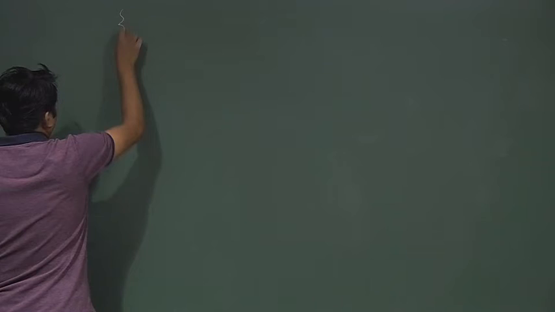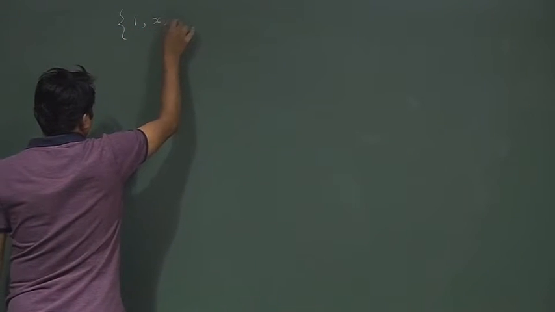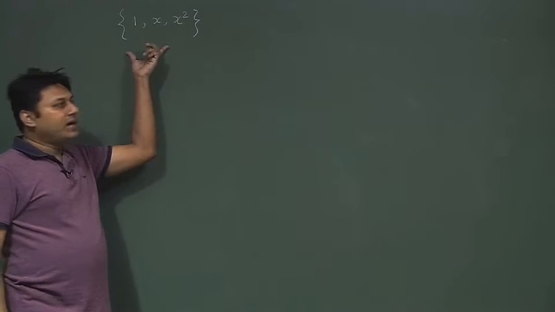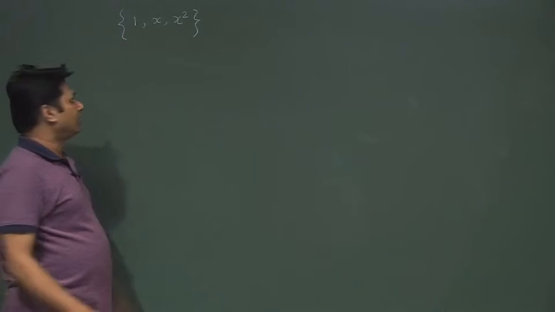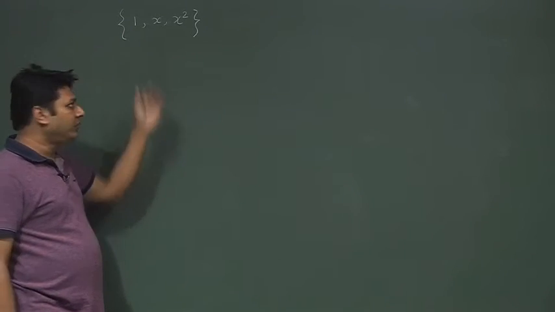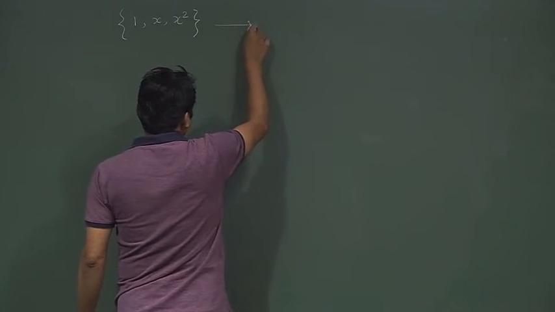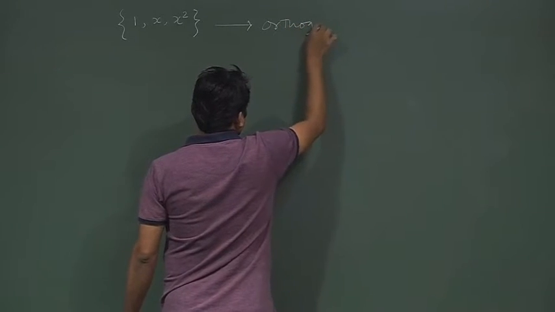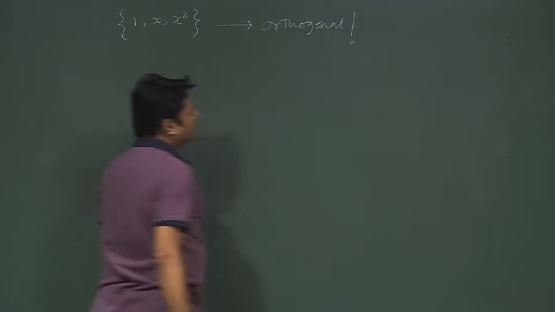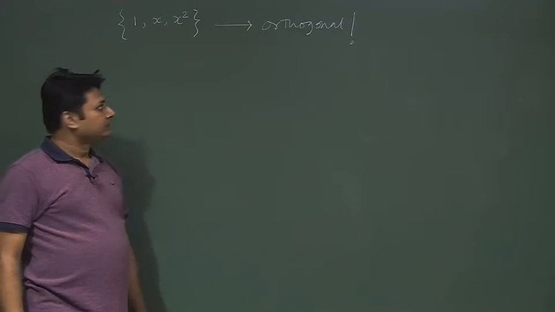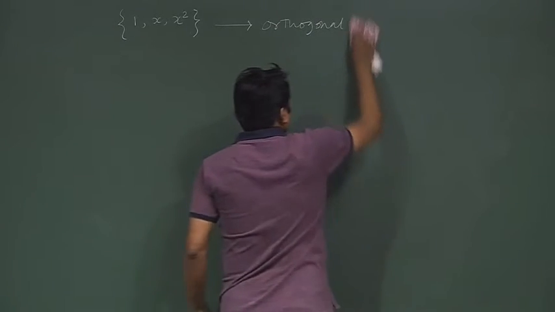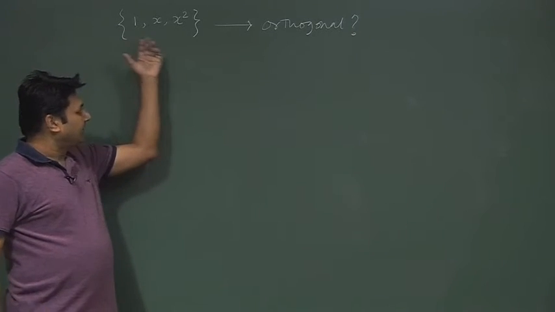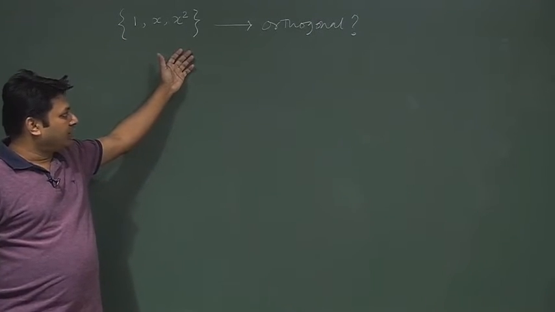So, let me have some functions: 1, x, x square. Now, try to find out whether these functions are orthogonal to each other or not. These are linearly independent functions that we proved in the last class. So, now my goal is to find out whether they are orthogonal or not. I should put a question mark here, not a tick mark. The question is, a set of functions is given to me, and I want to find out whether they are orthogonal or not.